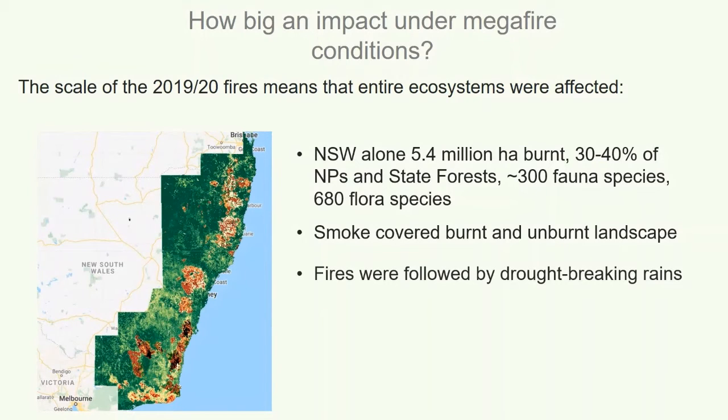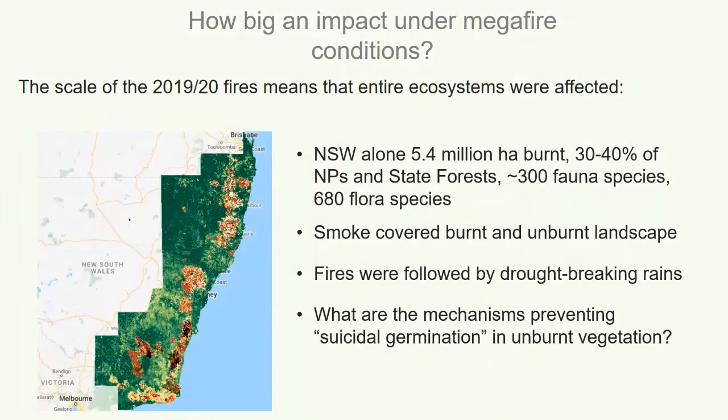And following these fires, there was drought-breaking rains, and we know that many of the soluble compounds in smoke that break dormancy or promote germination, I should say, in physiologically dormant species are water-soluble. So if there's smoke all over the unburnt areas in these systems, what is it? What's the mechanism that's preventing this suicidal germination of seeds into unburnt vegetation?